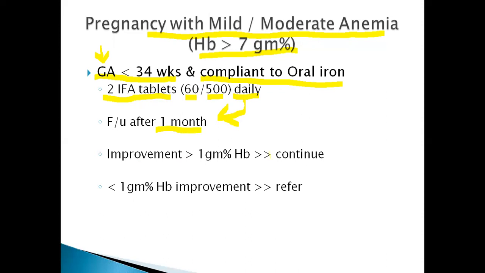If there is improvement in hemoglobin, and by improvement we mean more than 1 gram percent improvement, then we continue this dosing for further improvement. But if the improvement is less than 1 gram percent, then we refer to a higher center, which may be a first referral unit or a community health center. So don't end your story over here. Remember this as well, that there has to be a follow-up, and accordingly, on the basis of the increase in hemoglobin, the further course of action is decided.